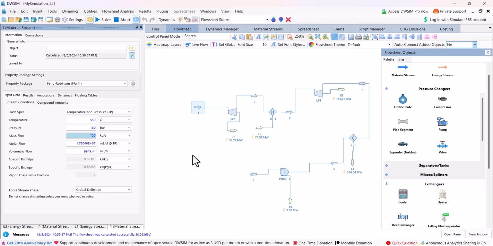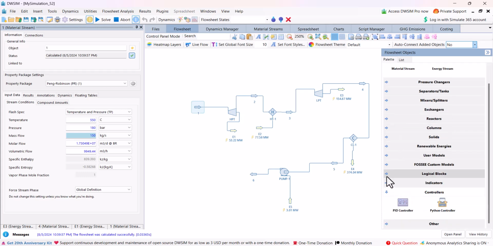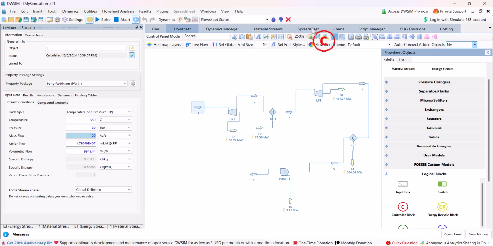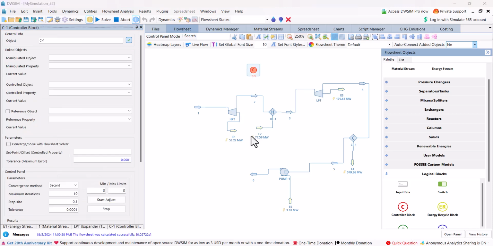Or what you can also do, you can use the logical block from DWSIM, the logical blocks and controller here. Before, efficiency of the second steam turbine was not 75%, it was 87%, so that's there. So with the controller block, we want to manipulate mass flow rate and we want to control the power for E1 plus E3 should be 200.